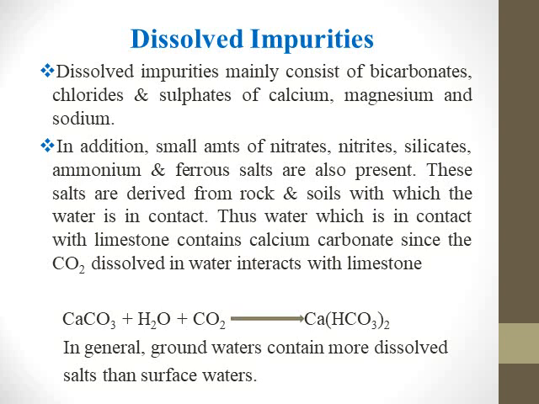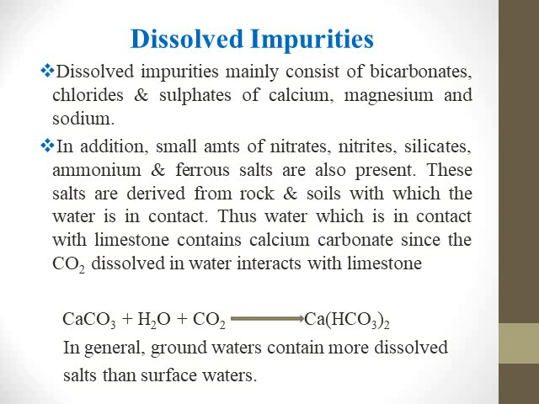These salts are derived from the rocks and soils with which the water is in contact. For example, if the water is in contact with limestone, calcium carbonate, and the water contains dissolved carbon dioxide, the carbon dioxide reacts with the calcium carbonate and gives calcium hydrogen carbonate, which is present in the dissolved form.